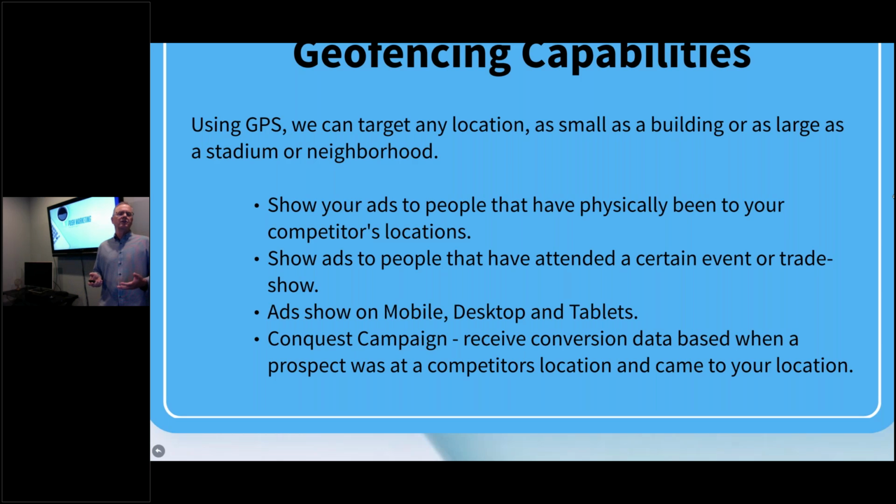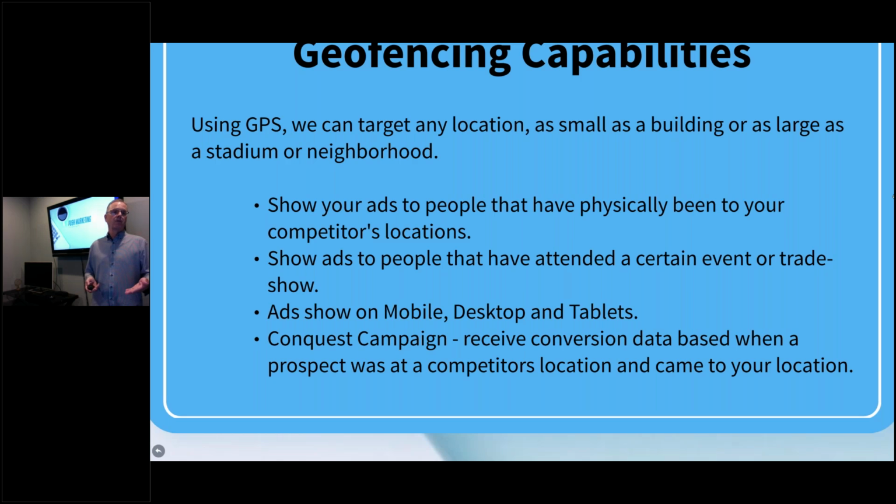So one thing that we can do with geofencing is what's called a conquest campaign. What we do with a conquest campaign is we can target a company's competitors. They would just tell us the name of the competitors and the cities they're located in, and we pull those addresses and bring them into our software. Then we can show our customers' ads to people that have visited their competitor's physical location.